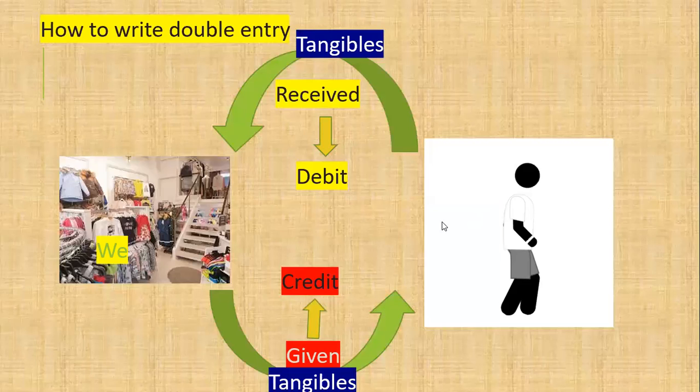Tangibles, we use this rule. Any tangibles, we use this rule. Receive debit, given credit. You learn the way that I ask you to write it. Then it is very easy for you to remember. You won't make mistakes in that. Okay, right. Now let's come to the next one.